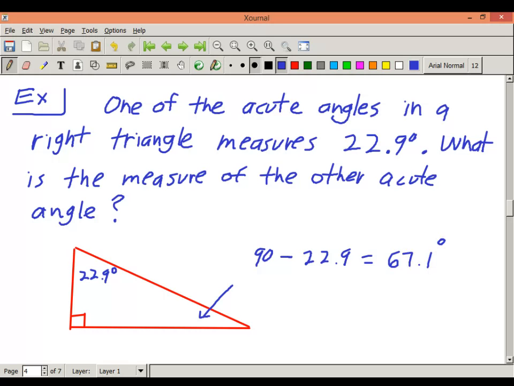Notice I do want to put that degree symbol on my final answer. I technically probably should have put degrees whenever I have an angle. But for sure, on your final answer, you should have the degree symbol. Okay, so that's a fairly easy example to follow.